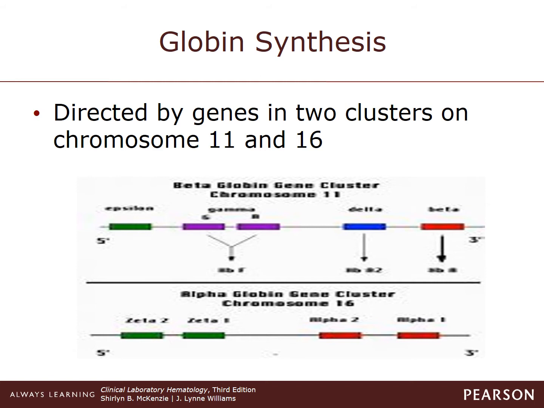An alpha chain heme subunit and a non-alpha heme subunit combine to form a dimer. Two dimers combine to form a tetrameric hemoglobin molecule. Beta chains have the greatest affinity for the alpha globin chains, then it's gamma, then delta.